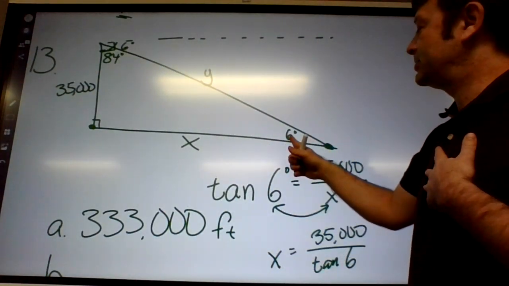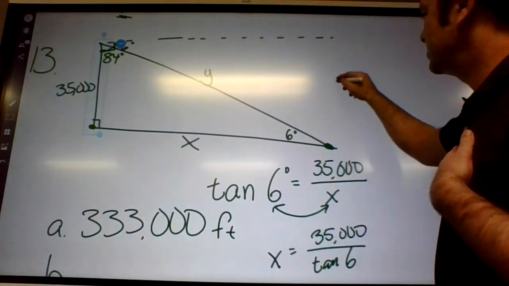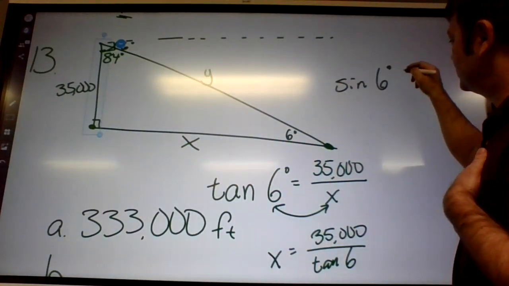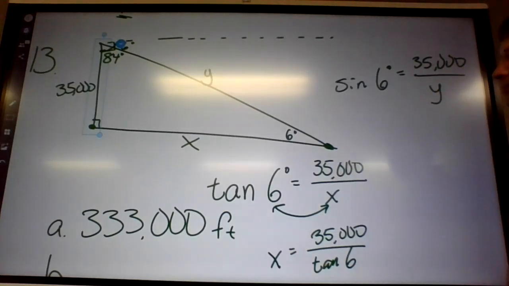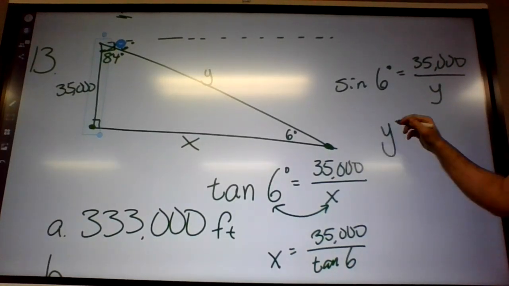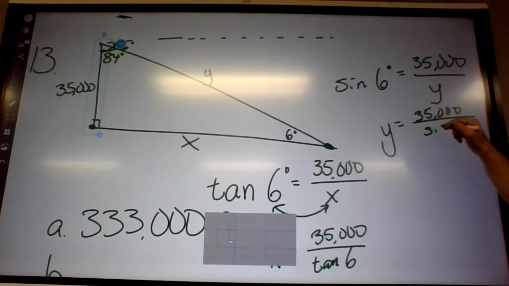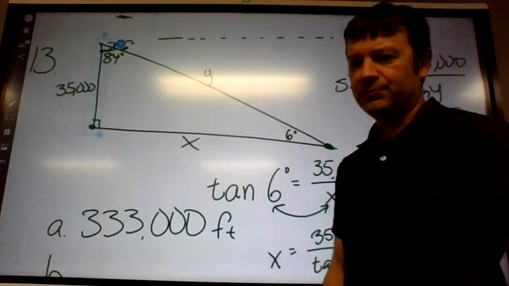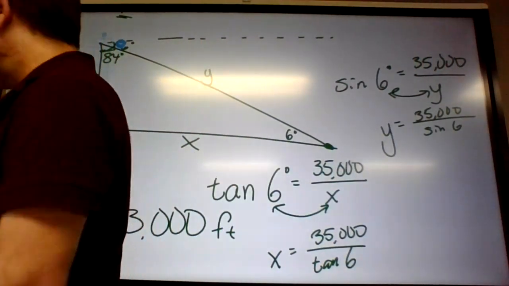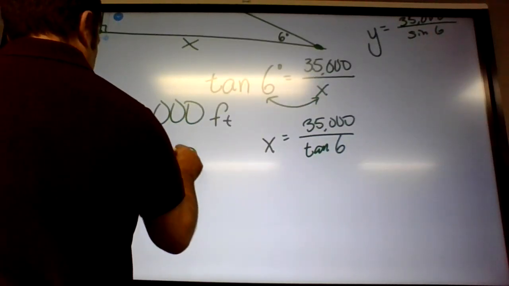So relative to 6 degrees, opposite, hypotenuse. So sine equals opposite over hypotenuse. So y would equal 35,000 divided by sine of 6. Those two switch. Kind of the same thing as A, the A question. They got almost the same answer.